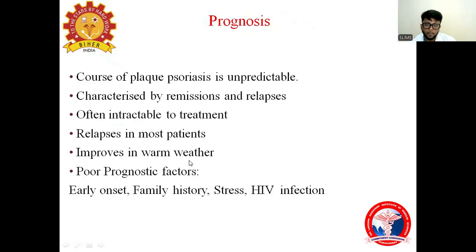Biologicals include infliximab, and it carries a good prognosis. The course of psoriasis is unpredictable, and can be characterized by remissions. In winter, the patient may relapse when not taking drugs. After intractable treatment, relapse is most common, and it improves in warm weather. Poor prognostic factors are early onset, family history, stress, and HIV infection.